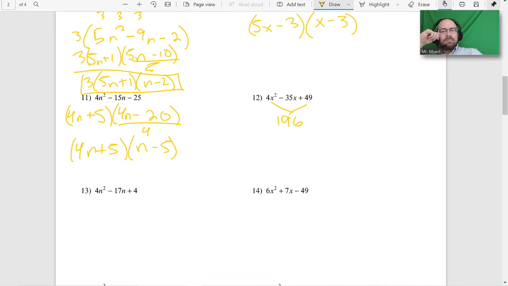So we want factors of this, which would have to be more than 4 and 49. 5, 6, 7. 7 and 28. Yeah, that would work. That would add up to negative 35 if we make them both negative. And then we put 4x in front. 4x. Divide out the lie. 4x minus 7 and x minus 7. And there we go. Okay.